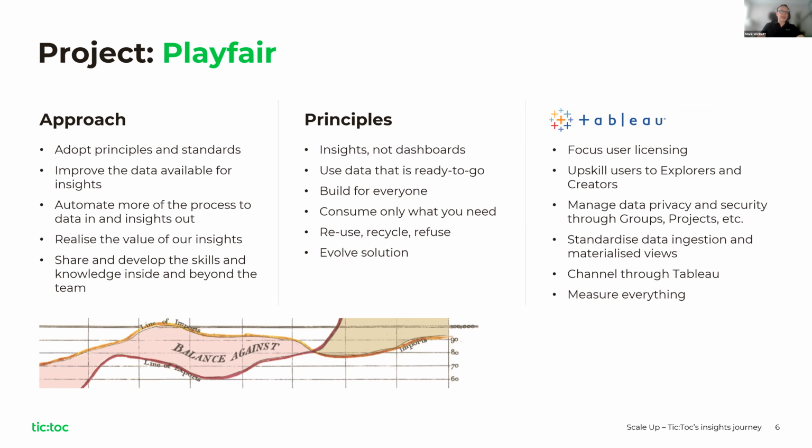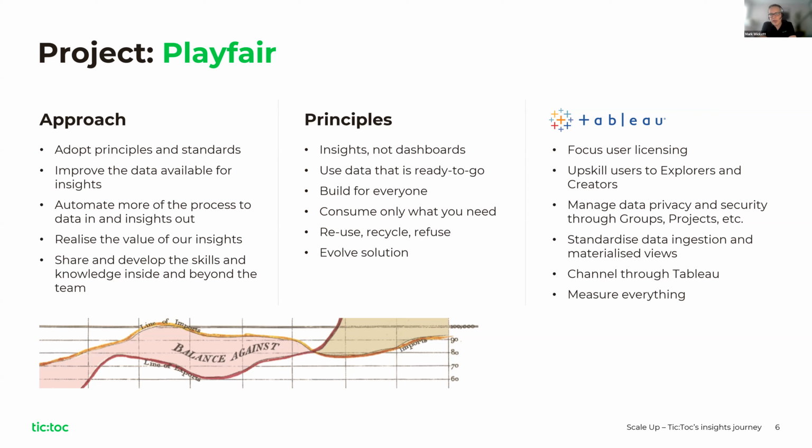But what we're trying to do here is, our approach is to adopt some principles and some standards about how we go about transforming our data and presenting it to the user. We are improving the data available for our insights. So we are making sure that the data that we're getting from many more sources than we were 6 years ago, lots of internal data, lots of external third-party data we're pulling in as well. We're making sure that's much more available and all in one place. We're automating more of that process to get the data in and out, not so much the manual process to load something into an S3 bucket and hoping it kind of makes its way through to the data warehouse.